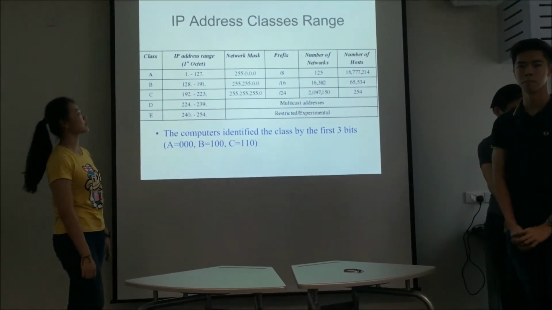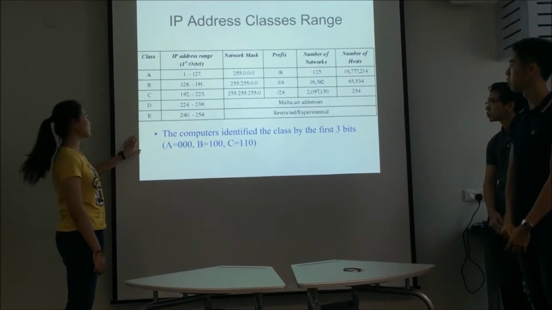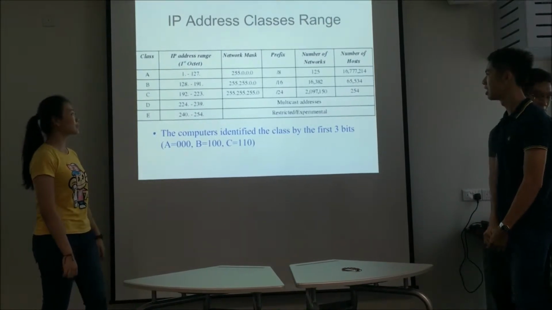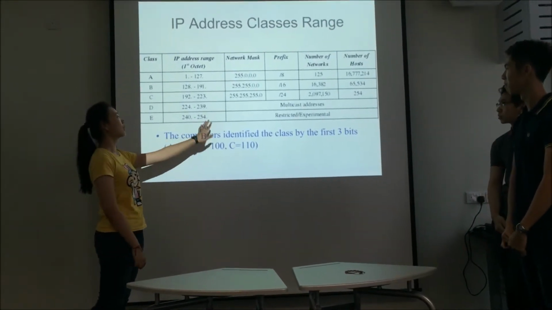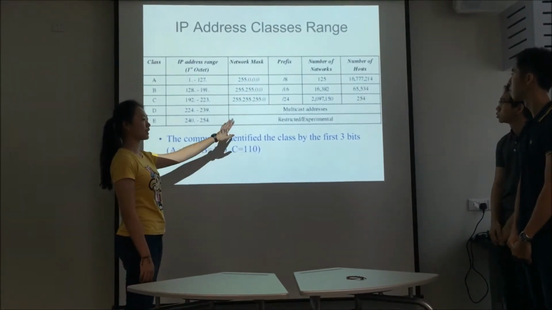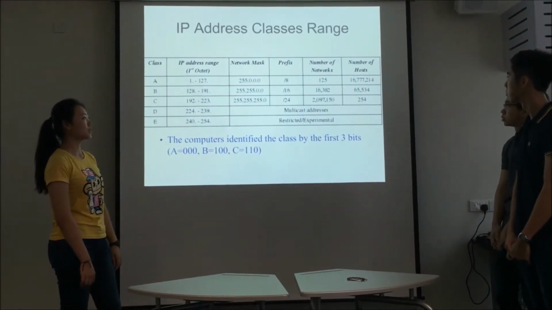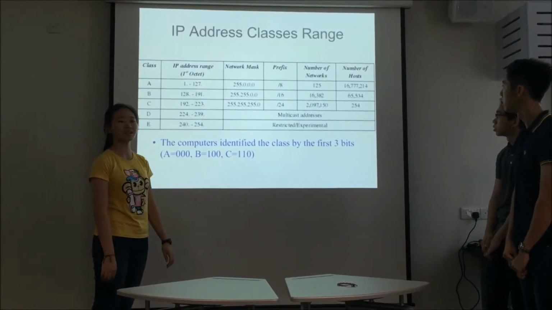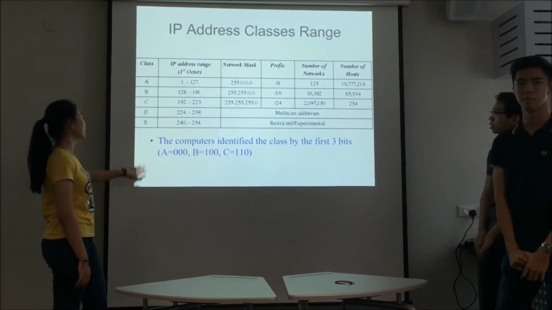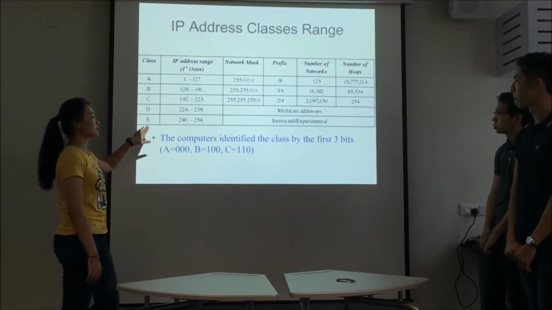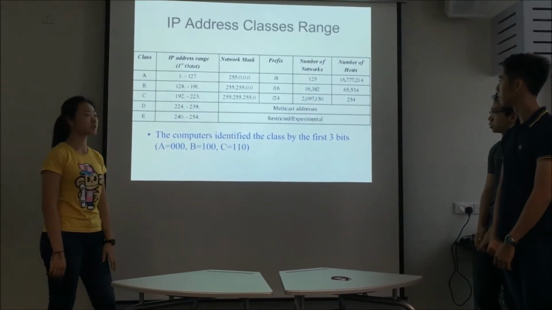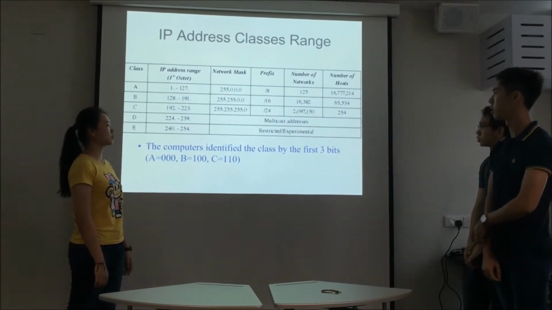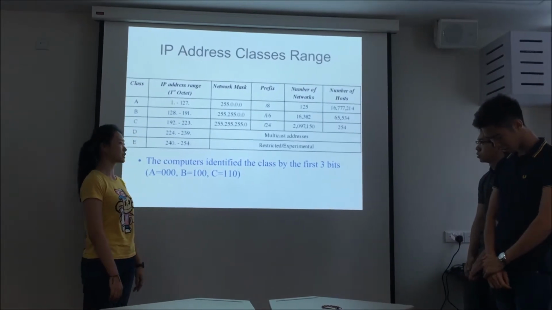And this is the IP classes range. There are 5 classes: class A, B, C, D, and E. For class A, the IP address range is from 1 to 127, and the network mask is 255.0.0.0. And the number of networks is 125, and the number of hosts is 16,777,214, and so on and so forth. And for class D and E, class D is usually used for multicast addresses, so it does not have a network mask. And class E is only used for experimental uses.